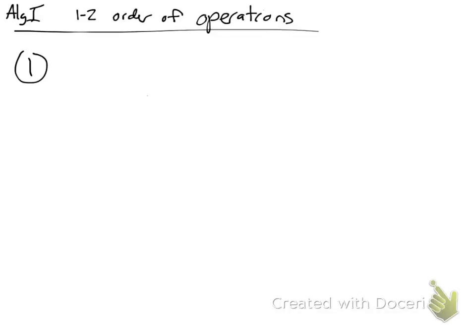Okay, Algebra 1, this is 1.2, Order of Operations. And order of operations, hopefully everybody remembers what order of operations are. You know, you're adding, you're subtracting, you're multiplying, you're dividing, all of those things. And there are a few different steps that we're going to want to take here.